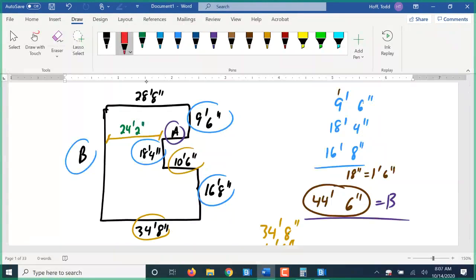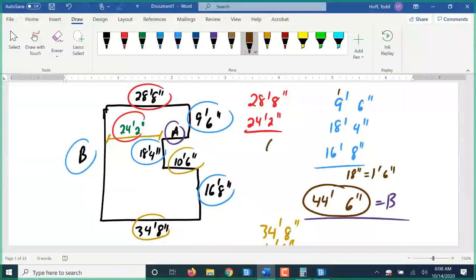A then is just the difference between the 28'8" and the 24'2". So we subtract. 8 minus 2 is 6 inches. 28 minus 24 is 4 feet. So dimension A is 4 feet, 6 inches.